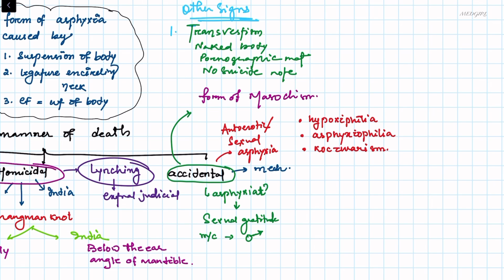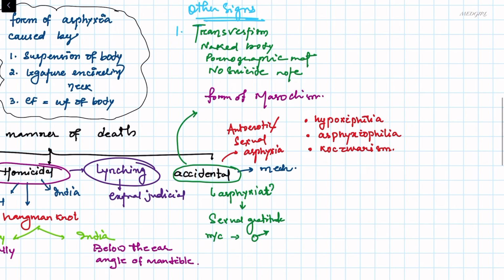Now if the release of compression occurs, then they will become normal. But if there is failure to release pressure, that will lead to death. So it is a form of masochism, that is pleasure in sexual pain, or we can say pleasure in pain. Other signs at the scene of crime: transvestism is noted. We can see a naked body, pornographic material, and no suicide note will be found.